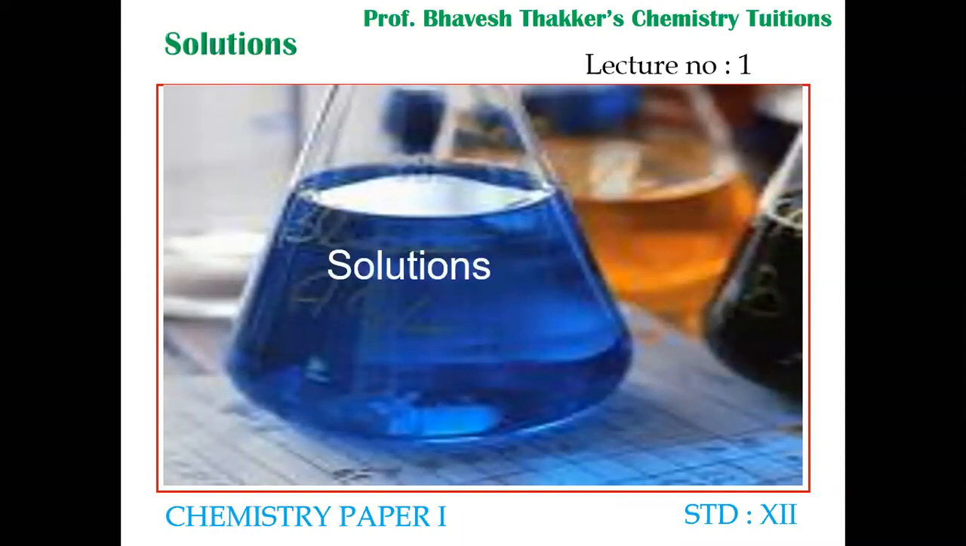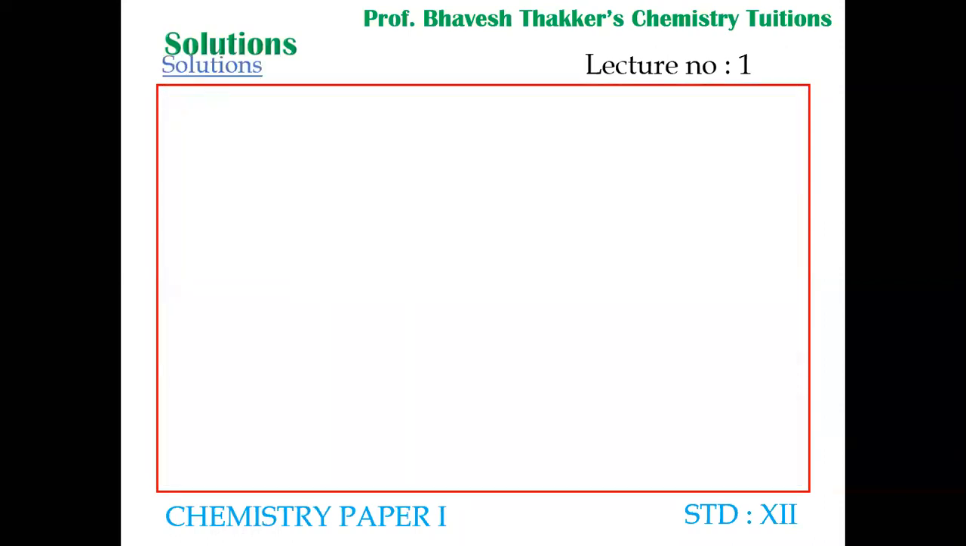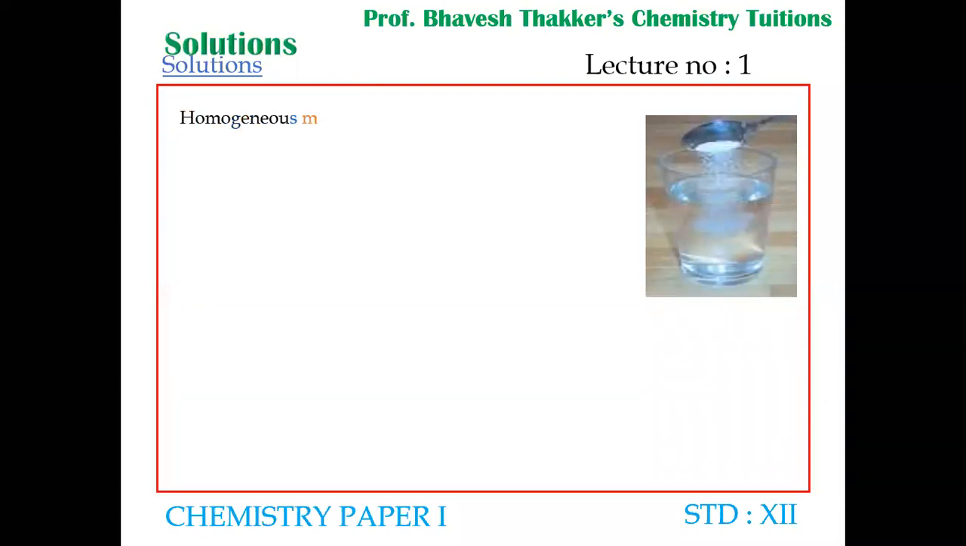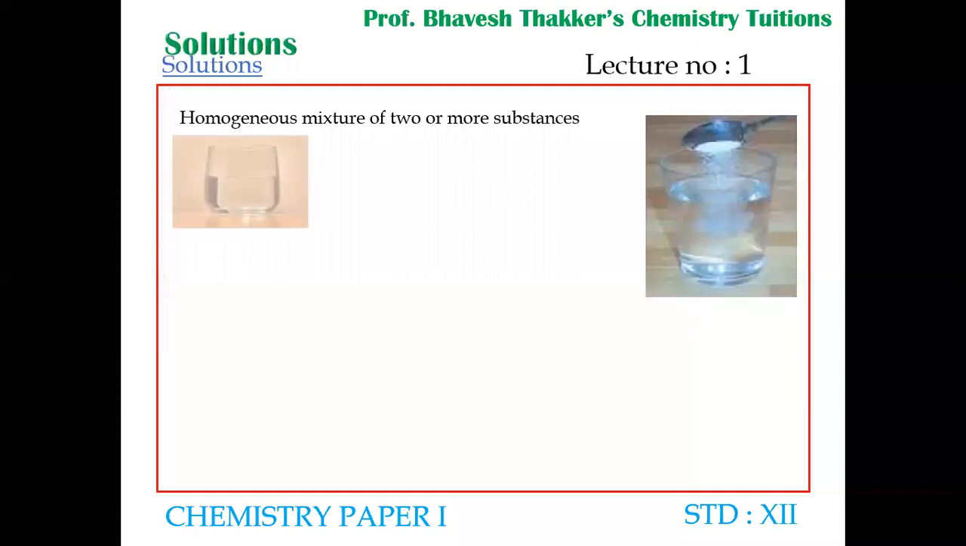Now solutions is nothing but a homogeneous mixture of two or more substances. Okay? So a solution is nothing but a homogeneous mixture of two or more substances. For example, sugar dissolved in water, the common solution we make. Okay? Now substances, we can call them components.